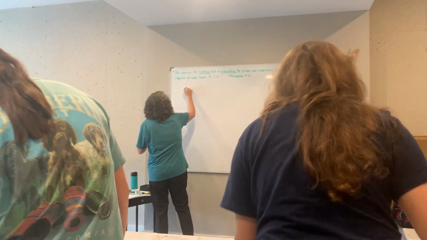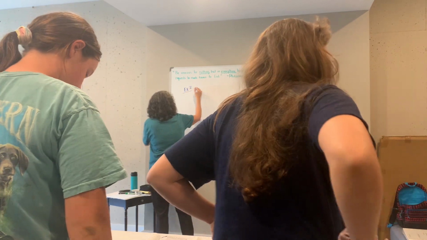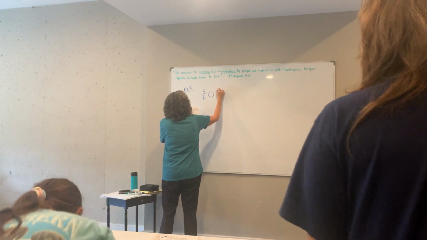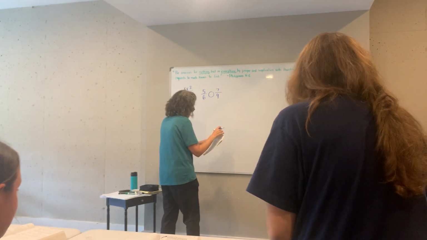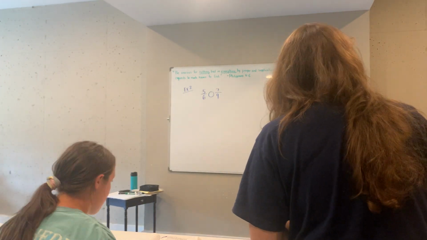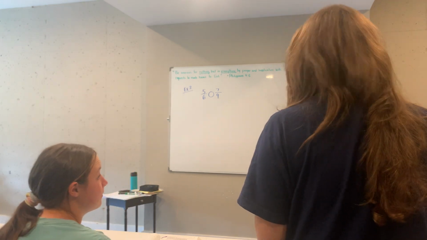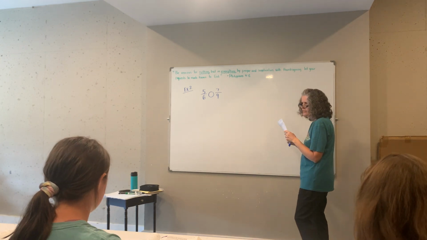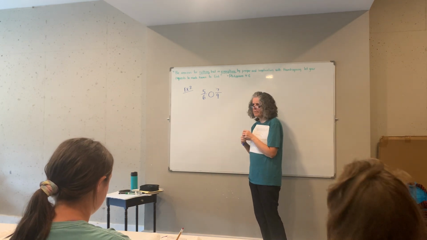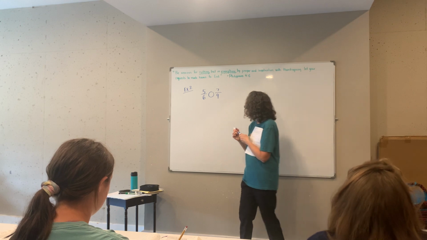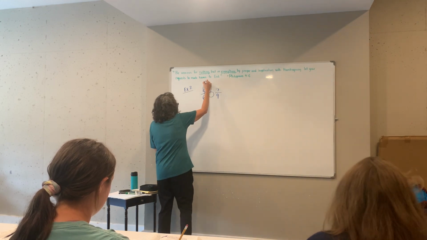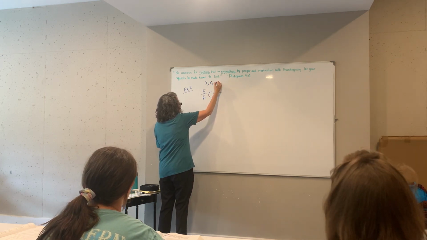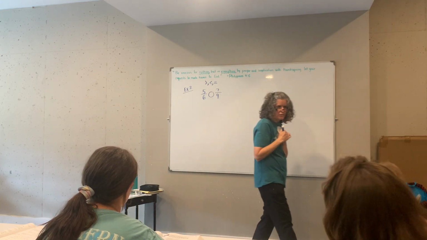Example 2. I want you to compare these 2 fractions. You gotta write it down. Compare these 2 fractions. What do I mean when I say compare? What am I wanting you to put in there? A sign. A greater than, a less than, or an equal to. That's what I want in between those 2.